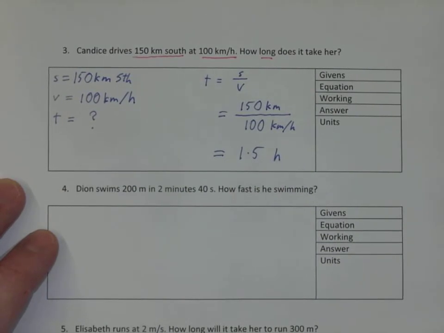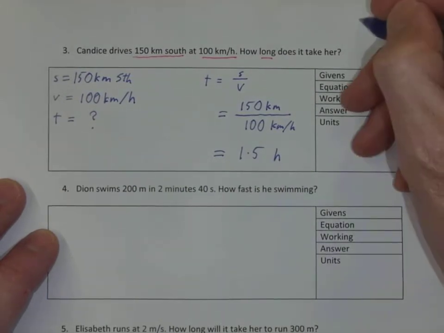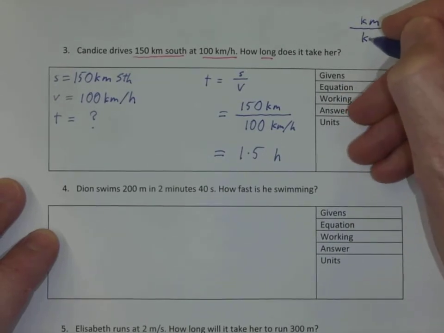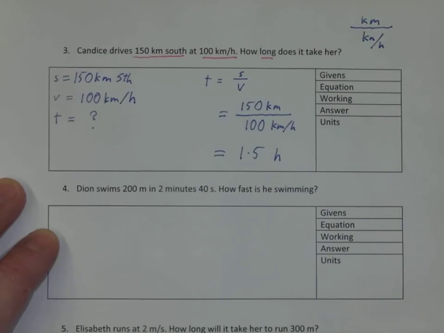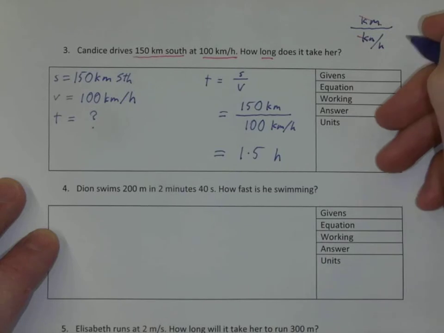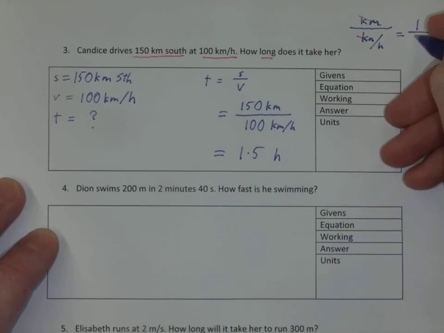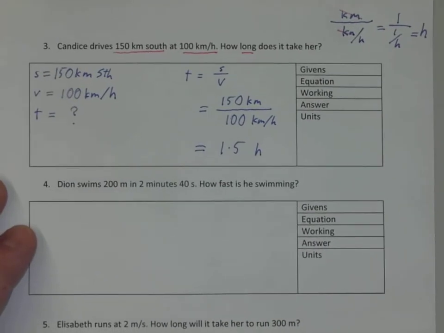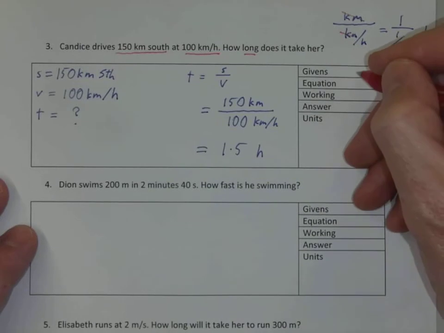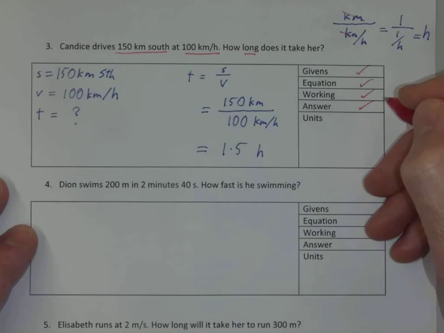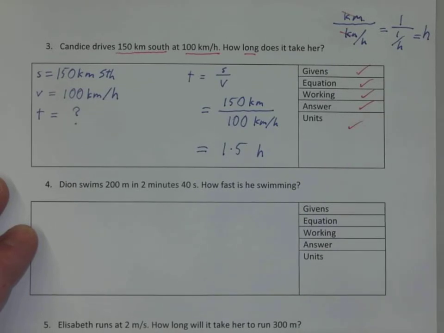And you might be asking yourself, how did we get hours after that? Well, we had kilometres divided by kilometres per hour. The kilometres cancel each other out, which leaves us with 1 divided by 1 over hours, which means hours. So we've declared our givens, we've chosen an equation, we've shown our working, we've given the answer, and we've given our units.